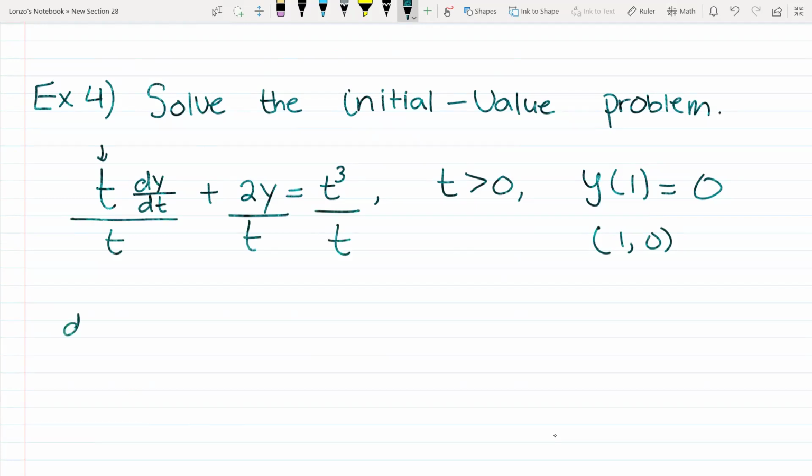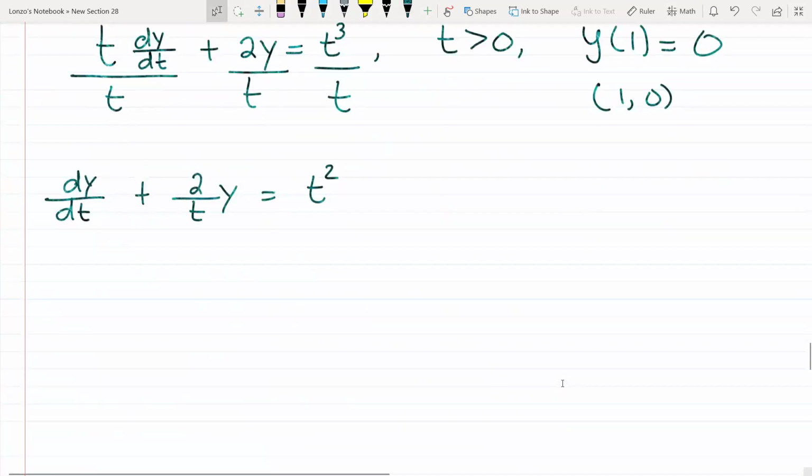Okay, so now you're left with dy/dt plus 2 over t times y equals t cubed over t, which is t squared. Okay, so now what I would do is figure out my, not p of x, but my p of t. So my p of t is 2 over t. And my q of t is t squared.